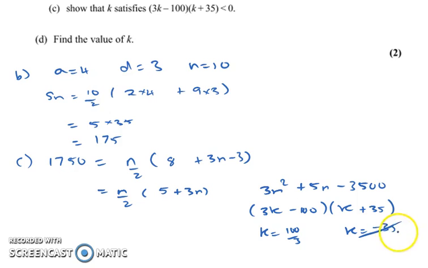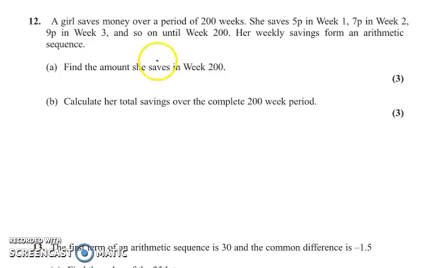So it can't be minus 35. So the whole number that k could be is the 33rd term. Thank you. Okay, on to question 12.